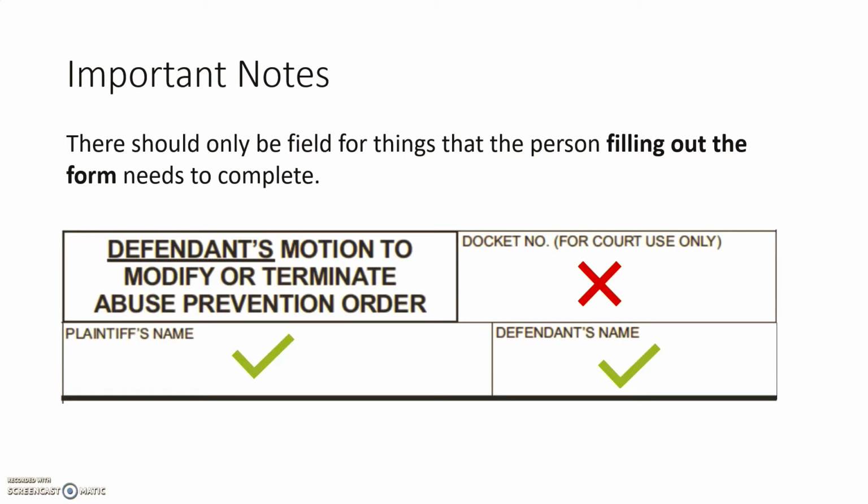Just two important things to note before we start. There should only be fields where the person who's filling out the form needs to put information. So for example, here and here. There should not be a field where there's going to be something that the court or judge would need to fill in. That's going to get dealt with when the court receives the form.